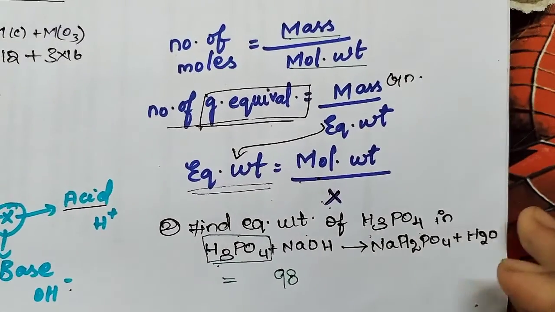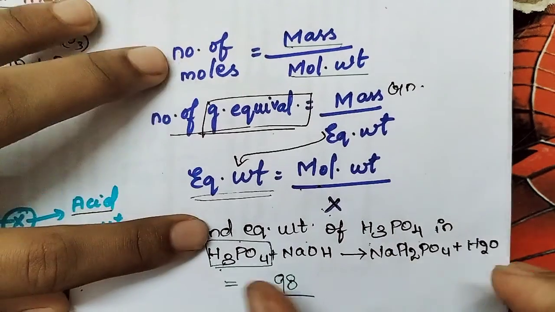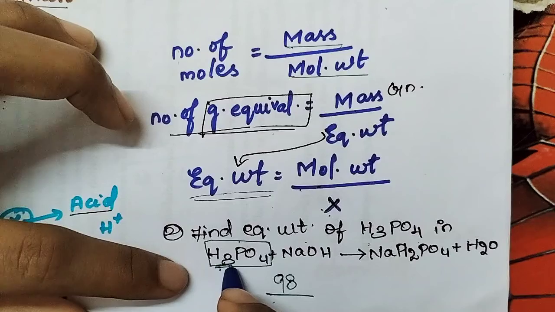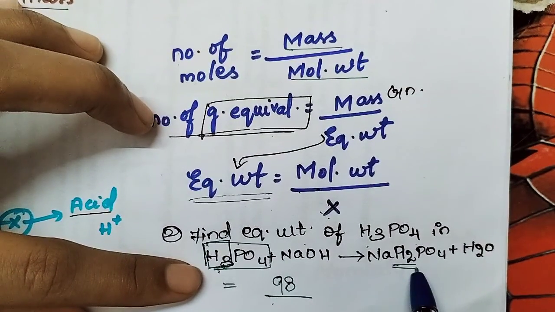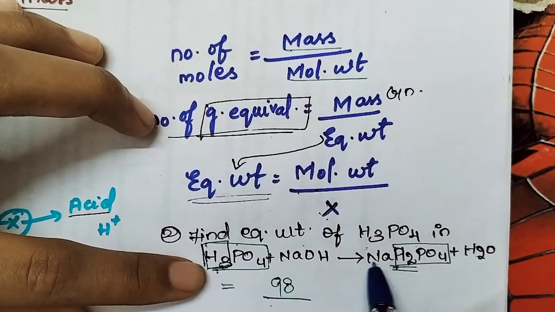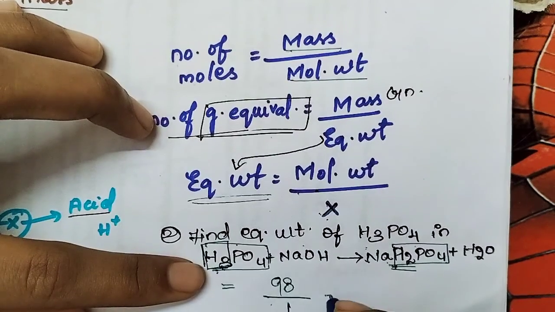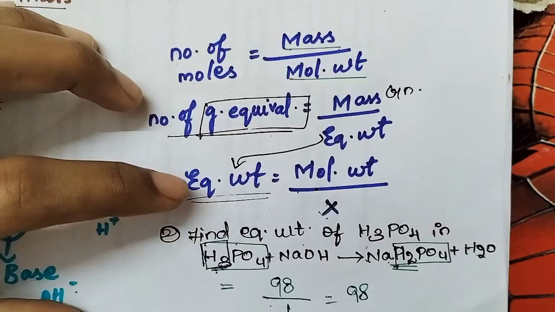So how much cation is replaced? In a reaction, they have to find how much cation is replaced. So 1 is replaced, correct? For phosphoric acid, 1 hydrogen is replaced by 1 sodium, so 1. So the equivalent weight is 98. That's it, very simple, no?